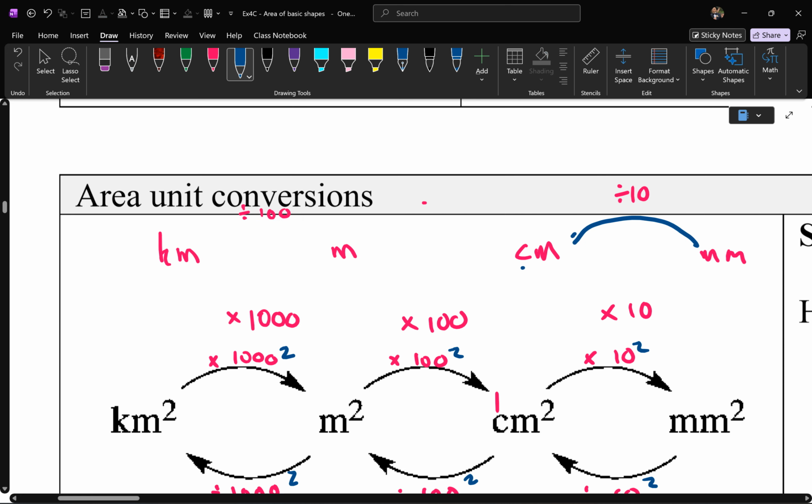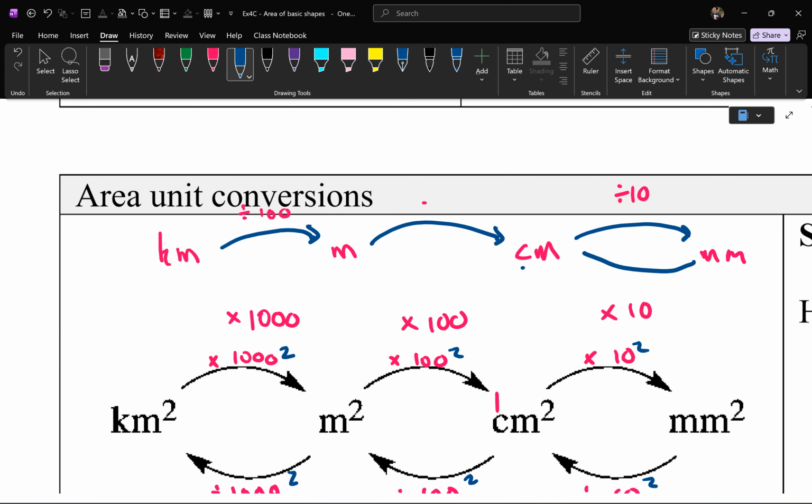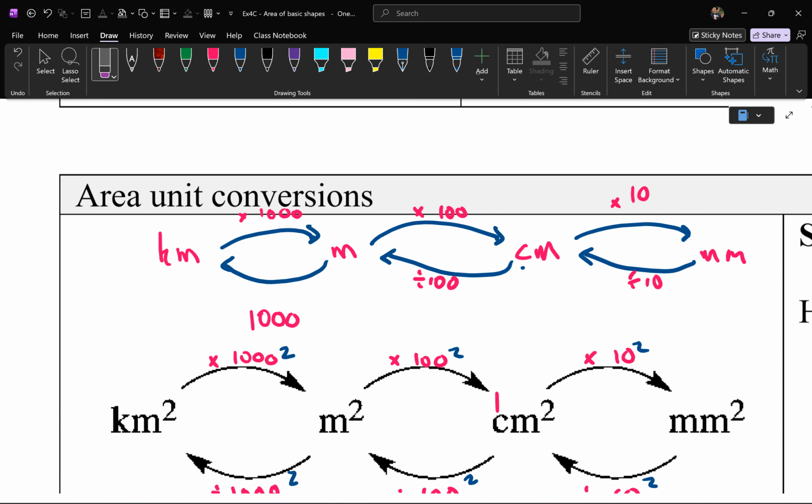It should have been millimeters to centimeters, centimeters to millimeters, meters to centimeters, kilometers that, and then backwards. Then all of this will change. There we go. So this one should have been times by 1,000, times by 100, times by 10, divided by 10, divided by 100, and divided by 1,000.